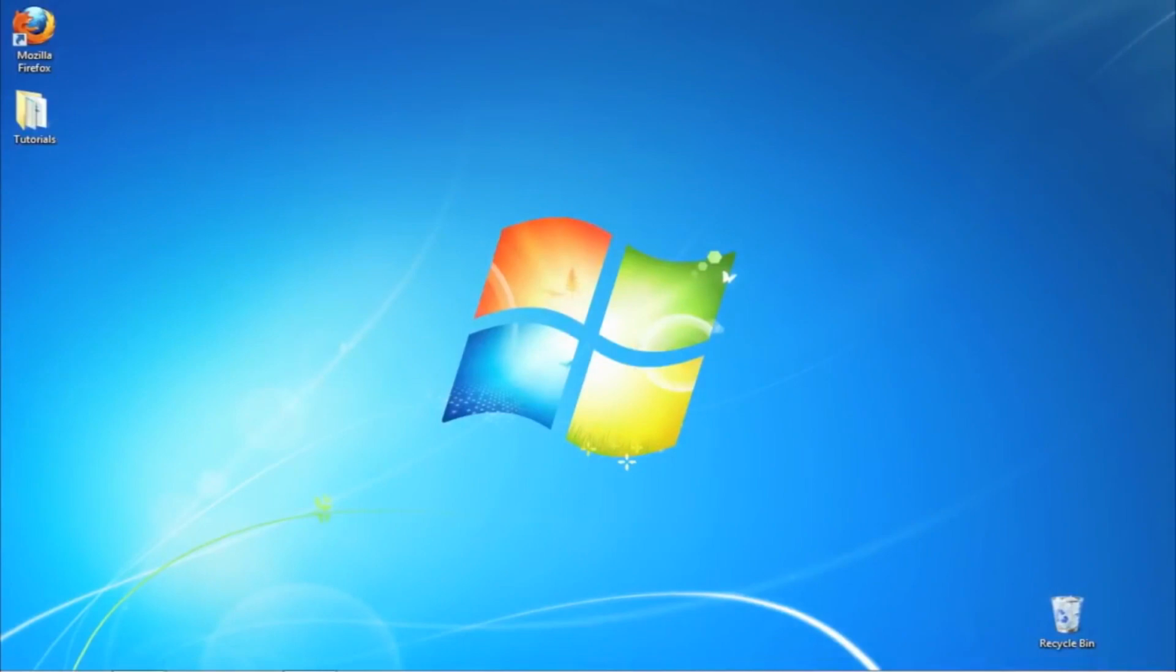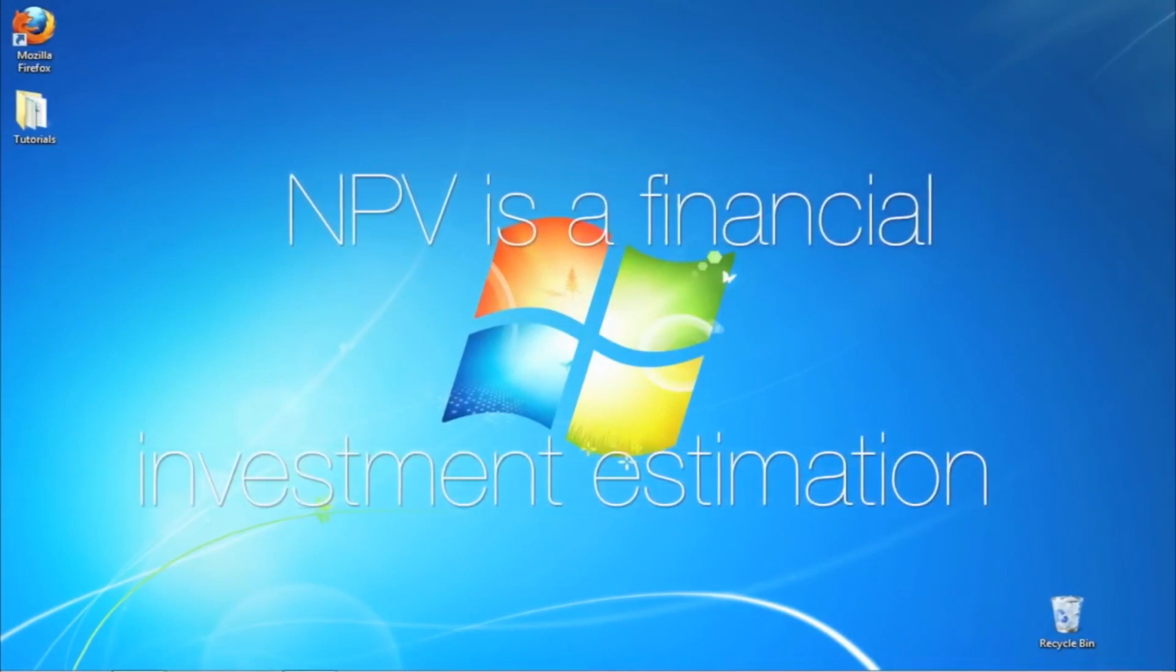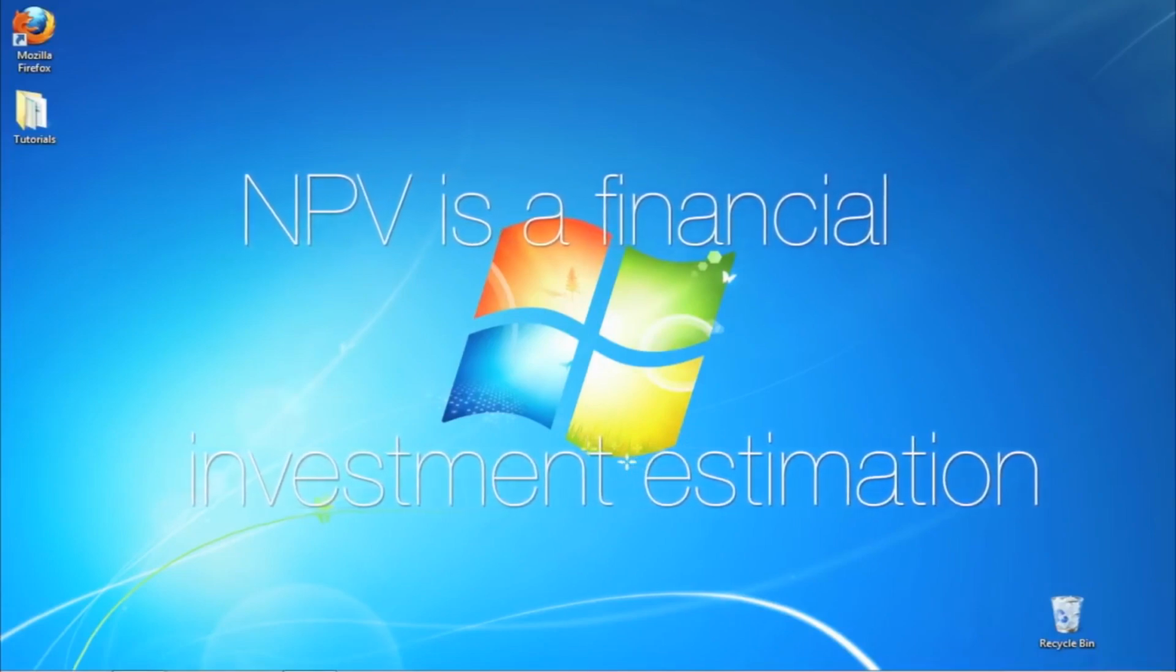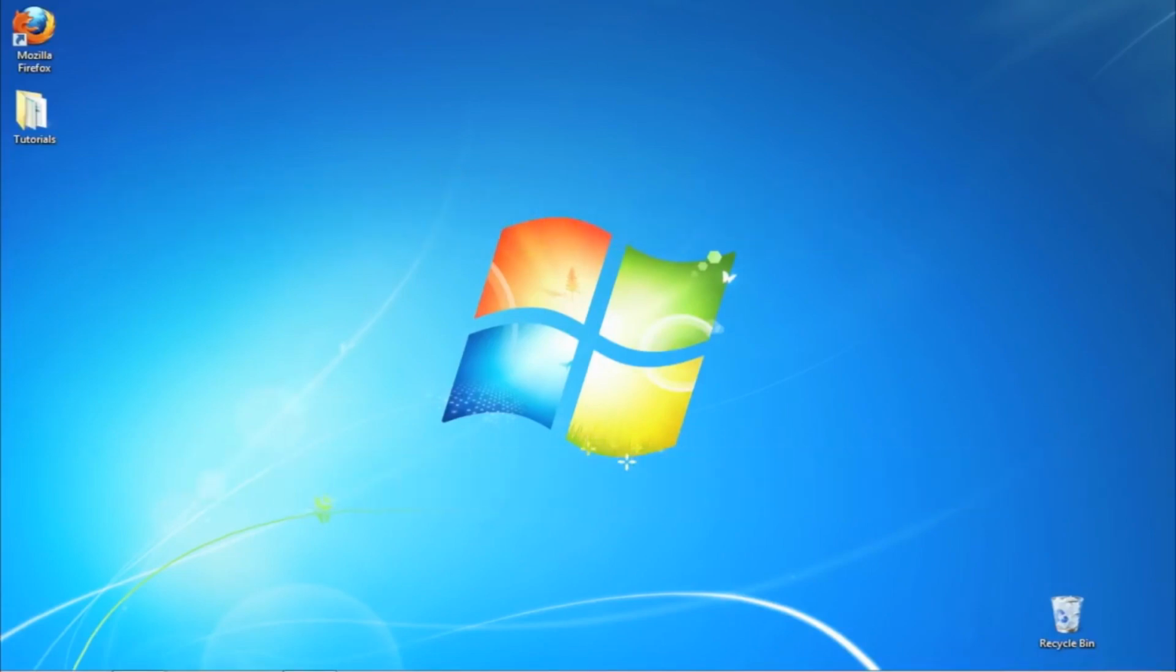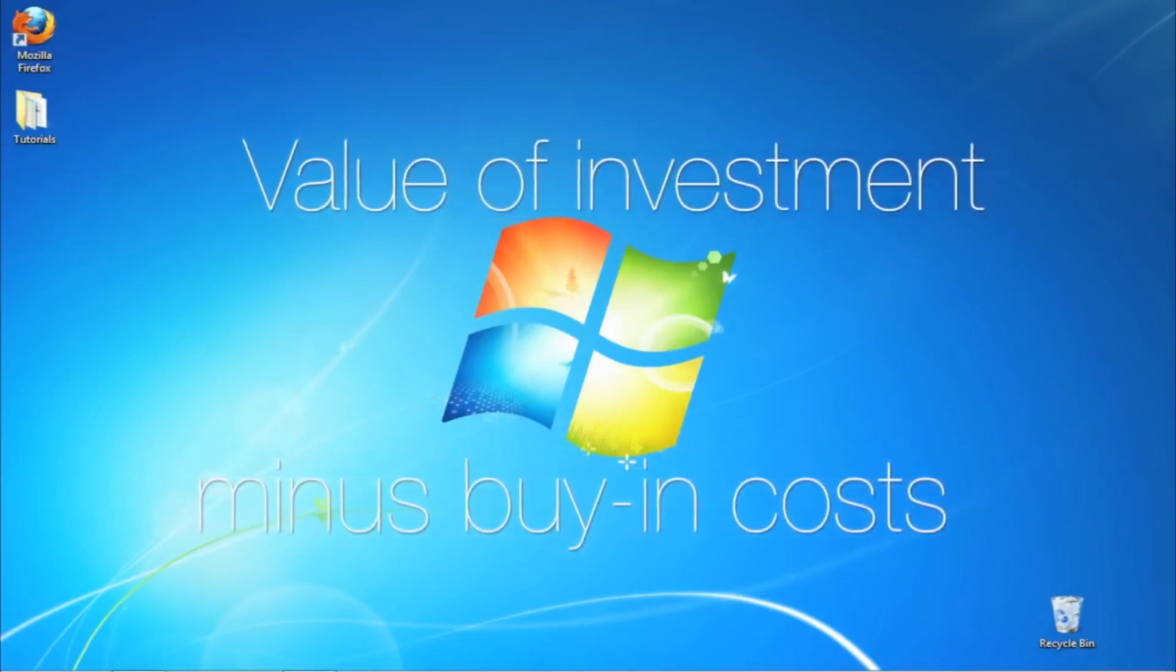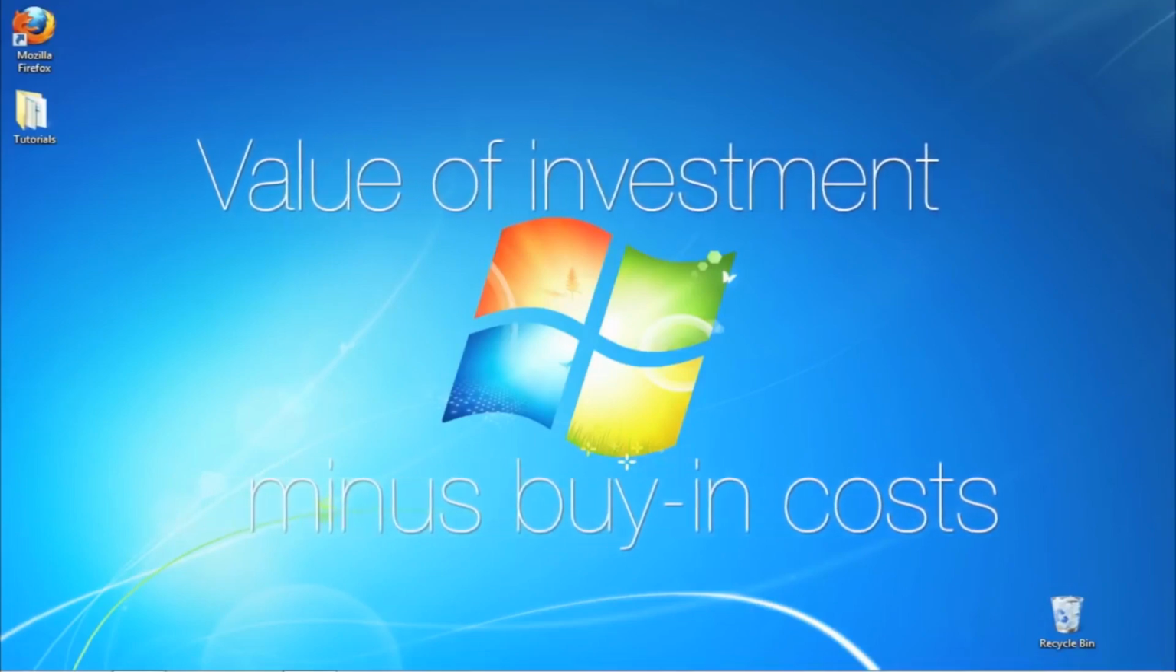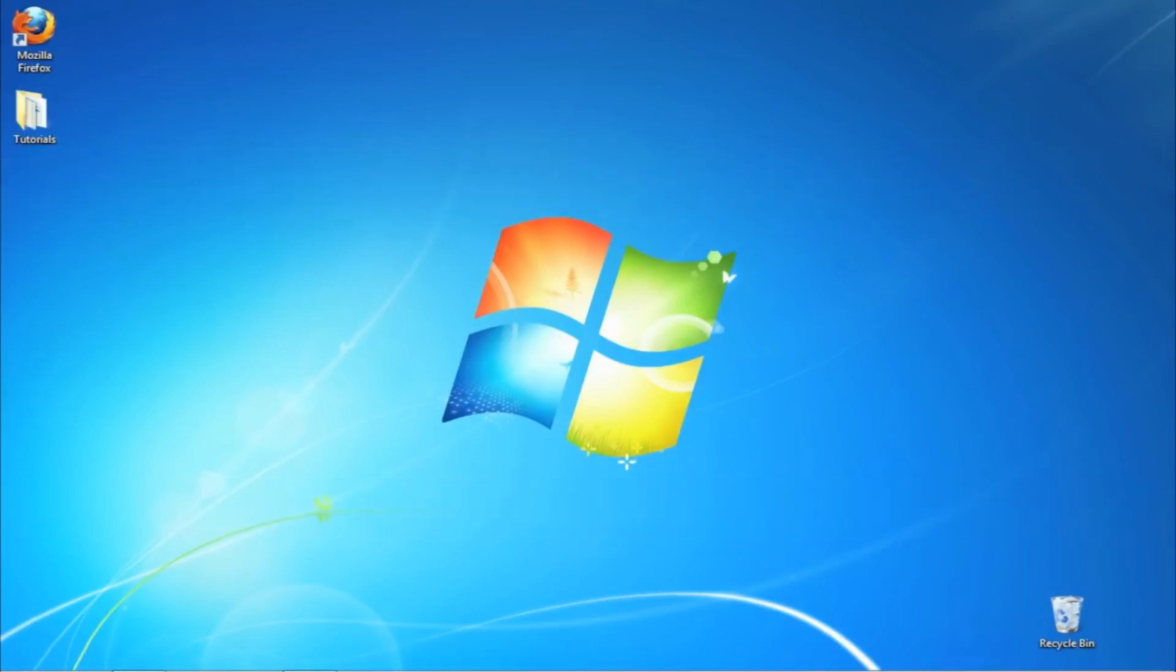In this tutorial, you will learn how to calculate net present value, or NPV, in Excel. Net present value is a financial function that is calculated for an investment, and it represents the present value of the investment minus the amount of money that it costs to buy in. Excel offers a preset function for this called NPV.